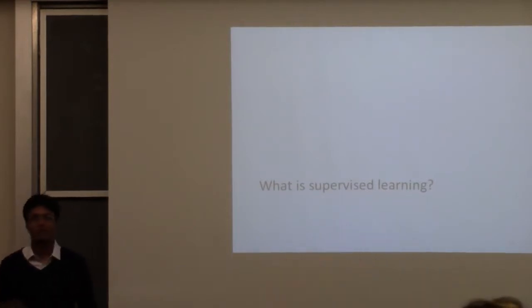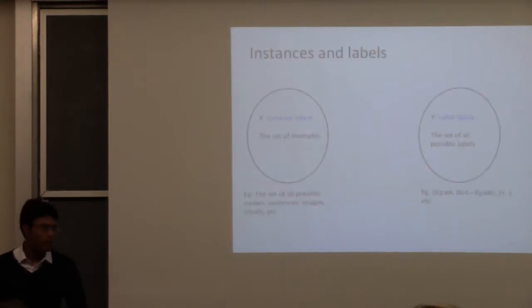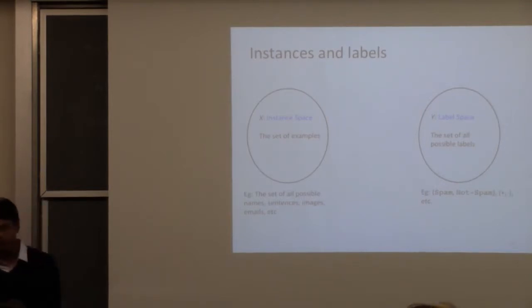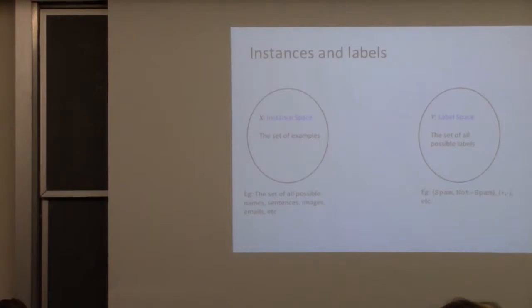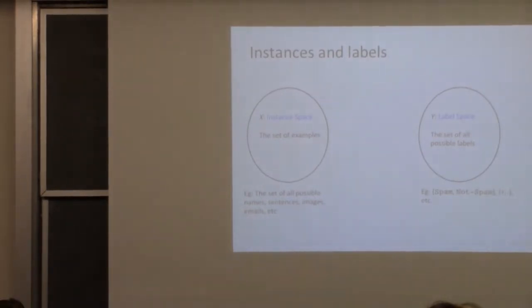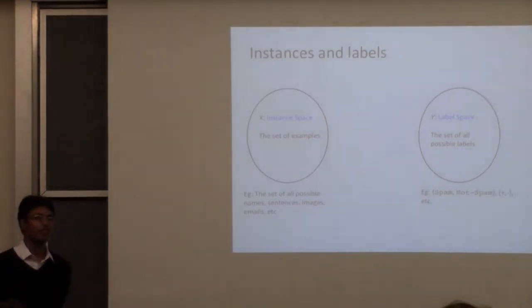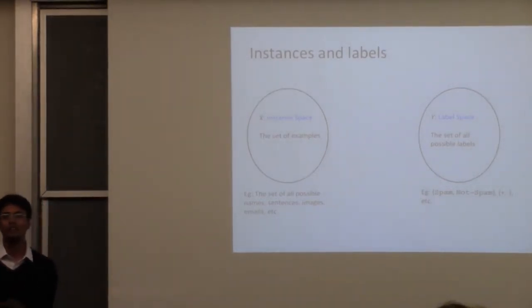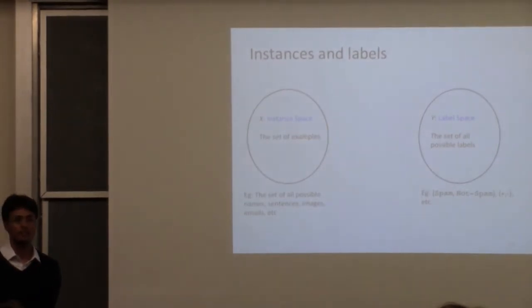So let's talk about the basic setting for supervised learning. There are things called instances and labels. These are sets. The instance space is a set of examples, and these are things that you want to classify or predict on. So the instance space could be the set of all emails or the set of all images, or in the largest case, the set of all names. In fact, it's not really a set of names, it's a set of all pairs of words.